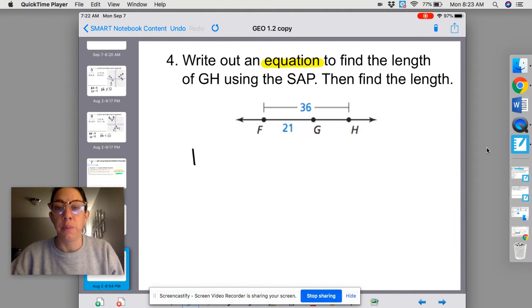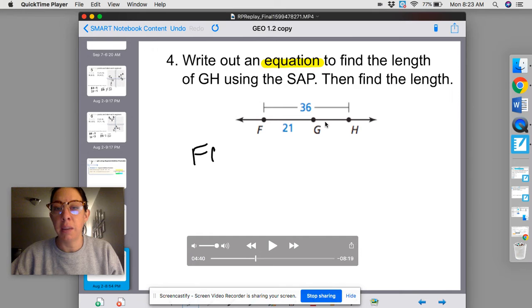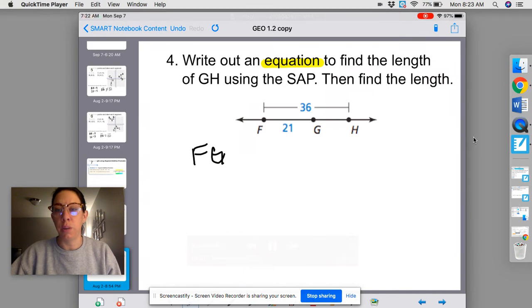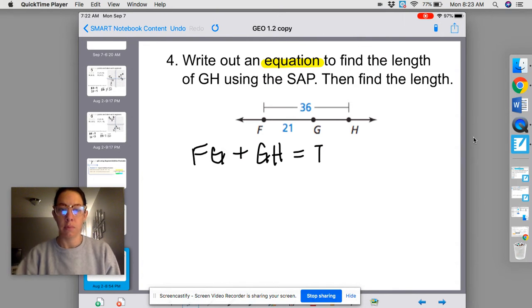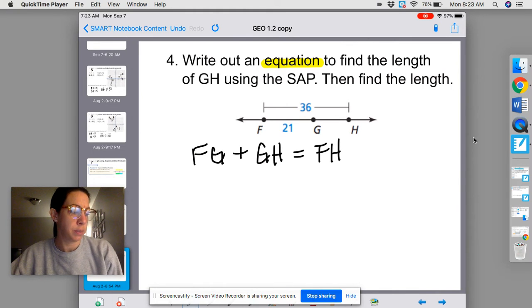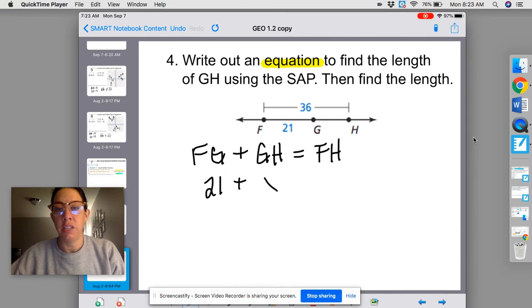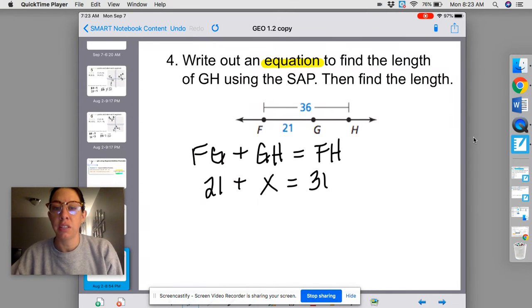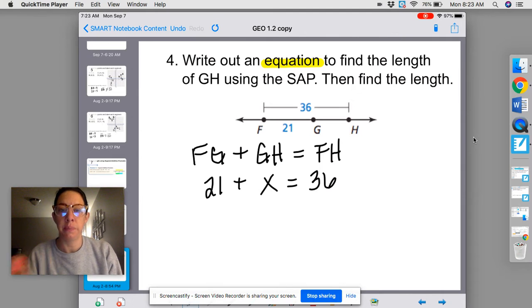Okay, so again, we're trying to find the length of GH this time. It might stick out to you right away that I can just take the length of the whole thing and subtract the length of this little part here to get what's left. But I still want you writing out the equation using just the points. So the length of FG plus the length of GH is equal to the length of FH. And now I'm going to replace. Since I don't know what the length of GH is, I'm just going to call it x in this case. So now it looks like a one-step algebraic equation.